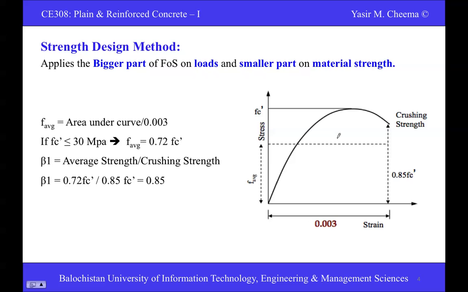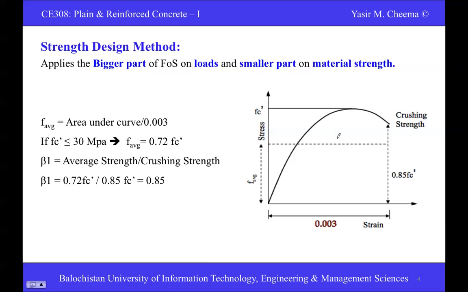See, here one factor is included, beta 1. The beta 1 factor is the average strength divided by the crushing strength. The average strength of the concrete divided by the total crushing strength to which the concrete gets crushed. That is the beta 1 factor. And normally in this case, if the concrete compressive strength is less than 30 megapascal, the average strength is 0.72 FC prime and the concrete crushing strength is 0.85 FC prime.